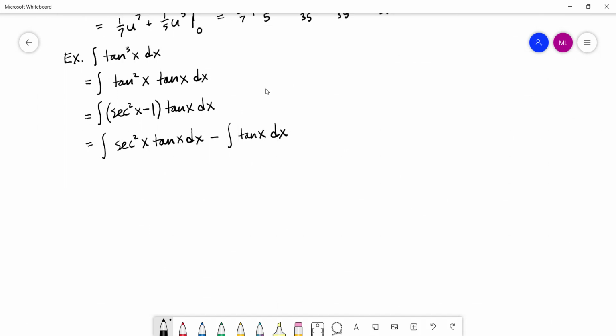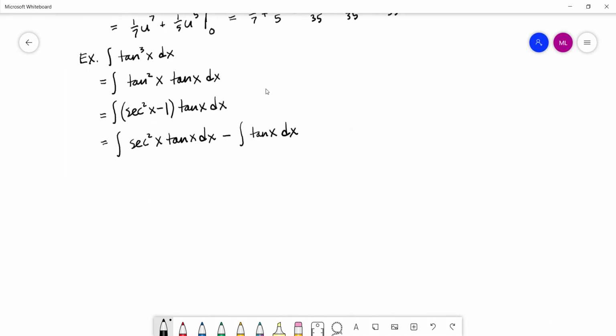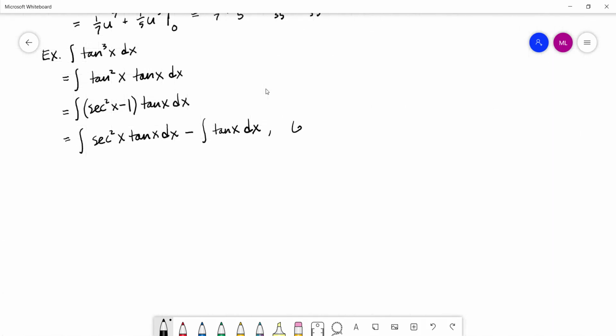Okay, so for the first part of this, I want to let u be equal to one of these two pieces. I could let u be equal to secant of x, and that would mean that du, what's the derivative of secant? It's secant x tangent x dx. That would work. Or I could let u be equal to tangent of x, and what's the derivative of tangent of x? Secant squared of x dx.